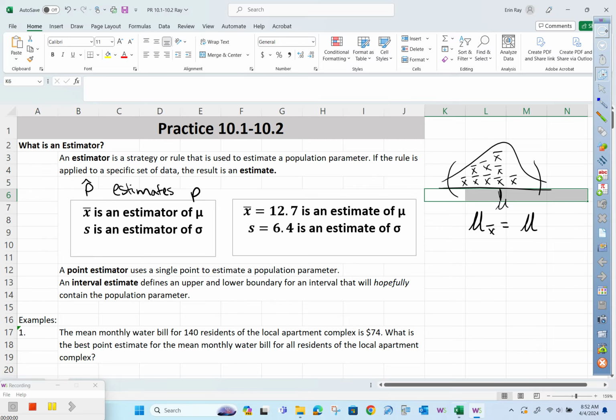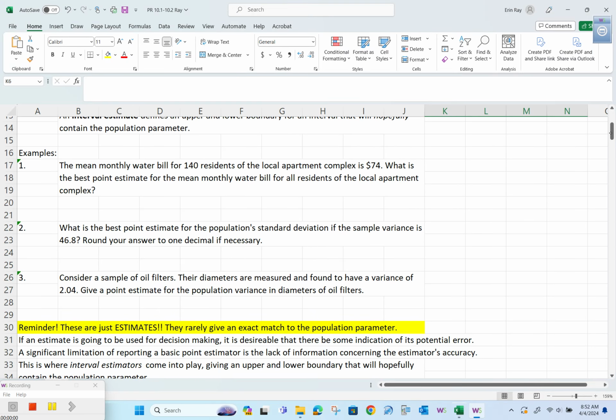So that's what our first three examples look like and what some of your questions on your homework are going to relate to. It says the mean monthly water bill for 140 residents of the local apartment complex is $74. So when we're reading through a problem, we're going to look for either this is a sample measurement, a statistic, or this is a population measurement, a parameter. And then, of course, what it's actually measuring, a mean, a proportion, a standard deviation, something like that. So this one, it tells us mean, and because it's for just 140 residents, it's the sample mean. So our sample mean is denoted with x bar, that's our symbol, and they tell us that is $74.